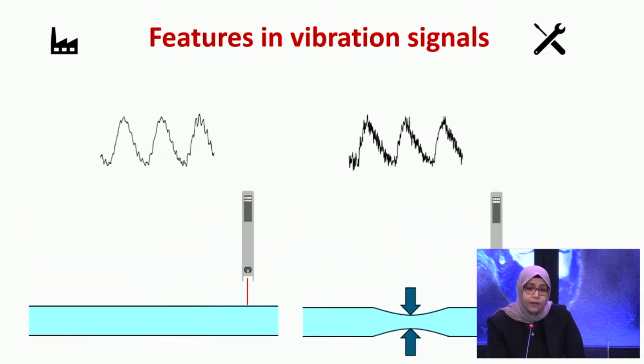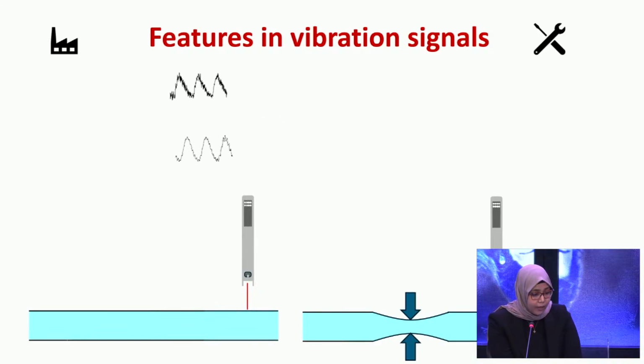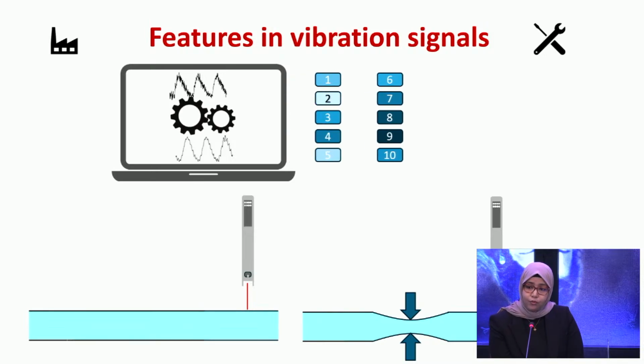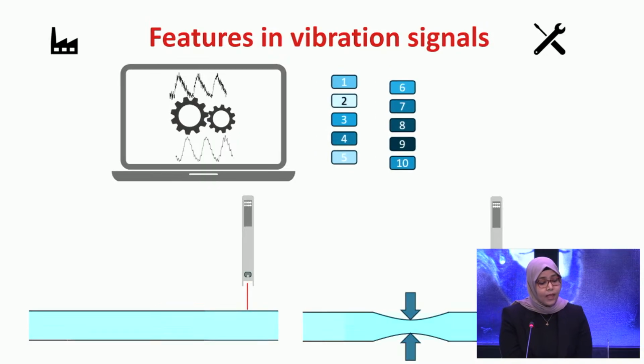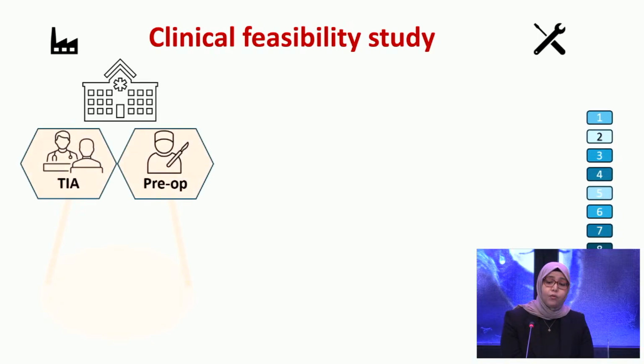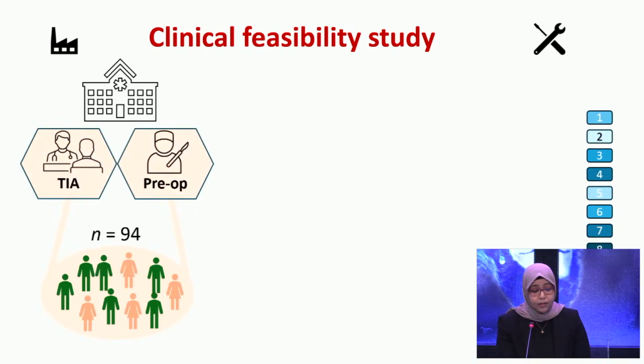To answer this question, I gave my signals to the computer, developed an algorithm, and extracted 10 features, all of which could detect severe stenosis with varying strength. I took these features with me, came to the hospital, and included patients who had recent disturbances in their blood flow to the brain. So they had experienced a recent transient ischemic attack, which is basically a mini stroke, or they were prepared for surgery to remove the blockage.